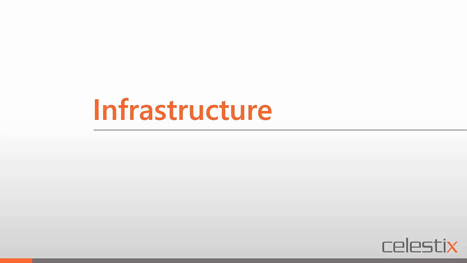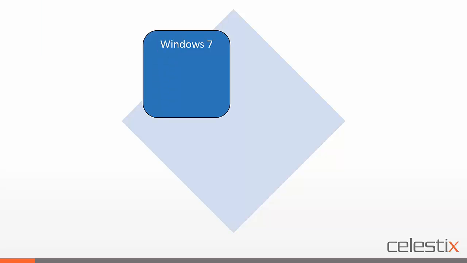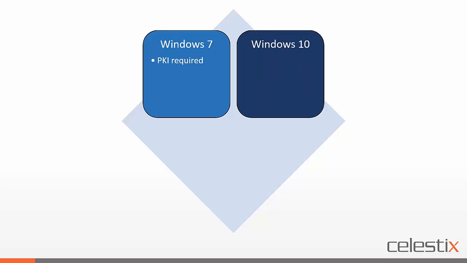Let's talk a little bit about infrastructure for DirectAccess. One of the things I'd mentioned at the outset was that Windows 10 does enable a scenario in which you can reduce your infrastructure requirements. But first, let's talk a little bit about Windows 7. For Windows 7, of course, you must have a public key infrastructure. Certificates are required for authentication in Windows 7. They are optional in Windows 10, so it doesn't necessarily mean you have to deploy a PKI to support Windows 10.